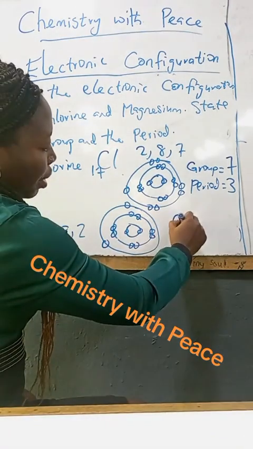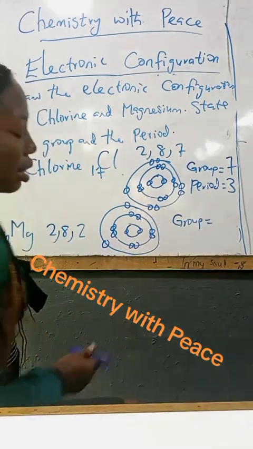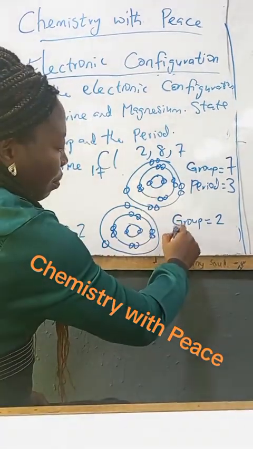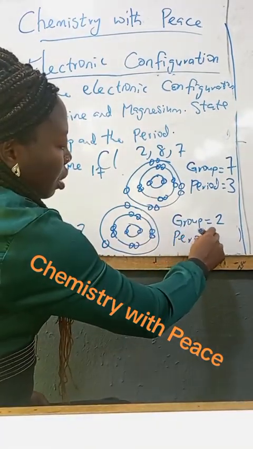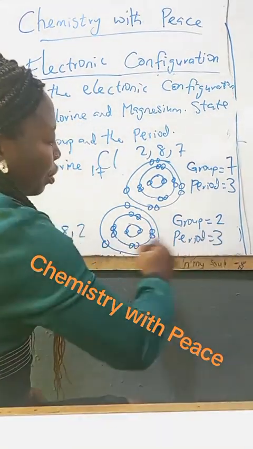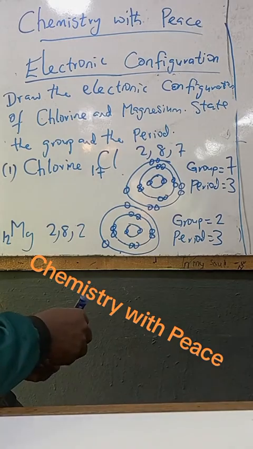Okay, so magnesium belongs to group what? Group 2. For period, it belongs to period 1, 2, 3. Period 3. So this is the answer to the question.